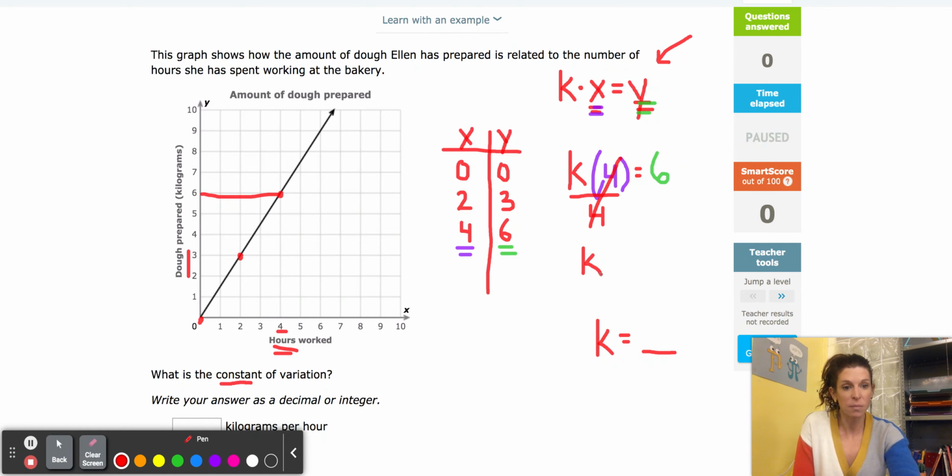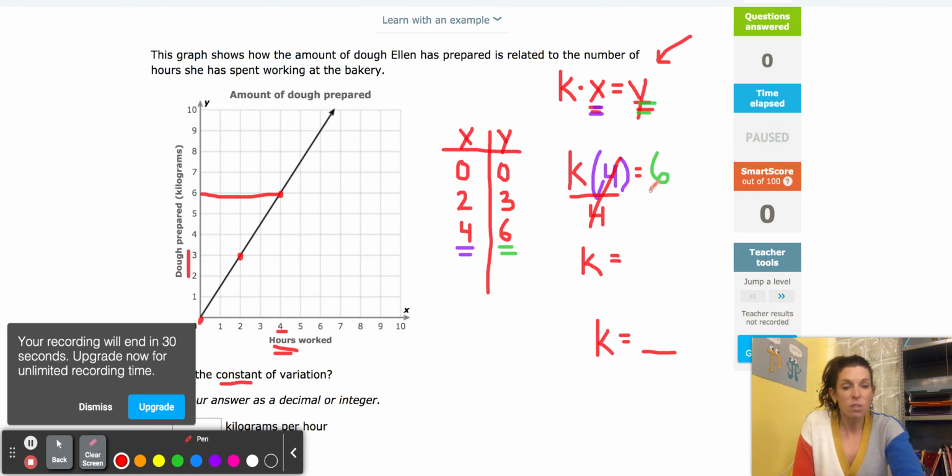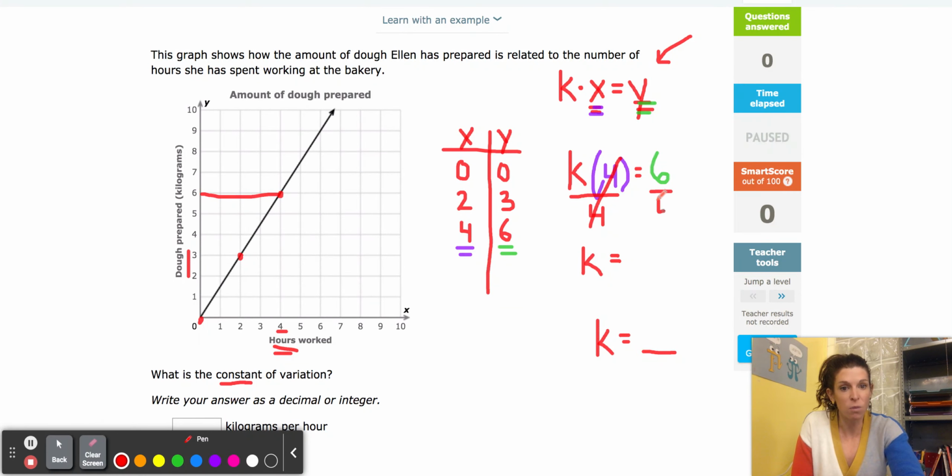But I can't just change this equation and throw in division signs. I have to do the same thing to both sides of the equation. So I'm going to divide this side by the 4 also. So K is going to equal 6 divided by 4, which is 1.5, which you'll see is just our Y divided by the X. Our Y is 6, our X is 4. Y divided by X will always equal the K.